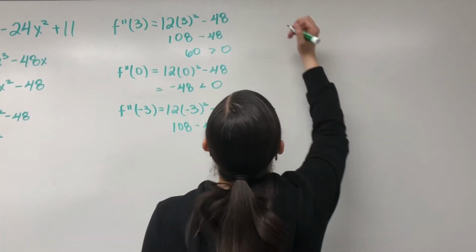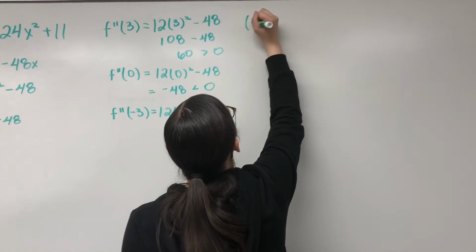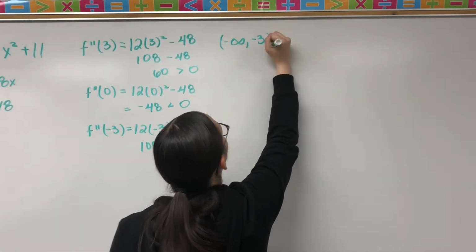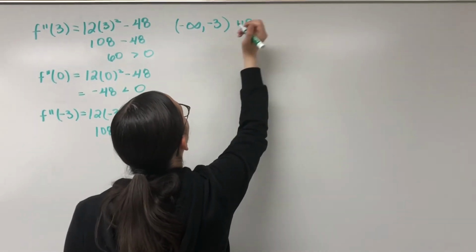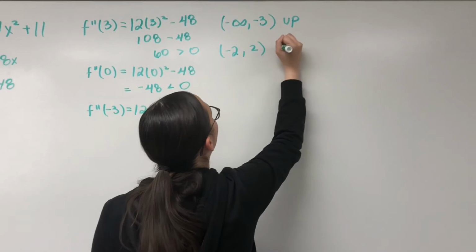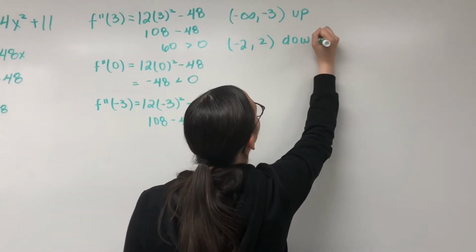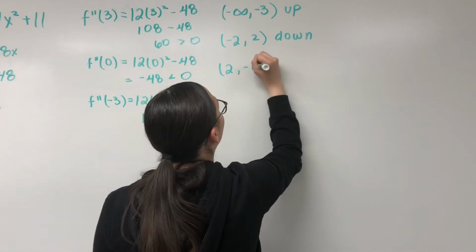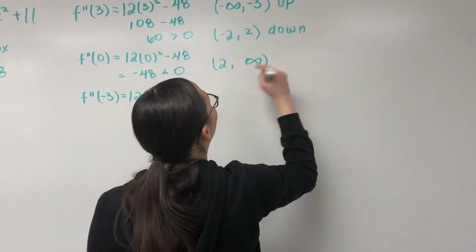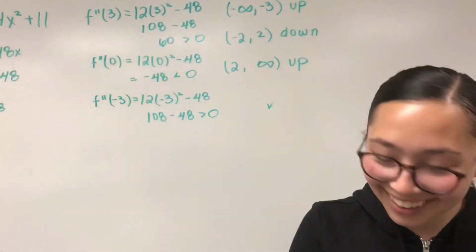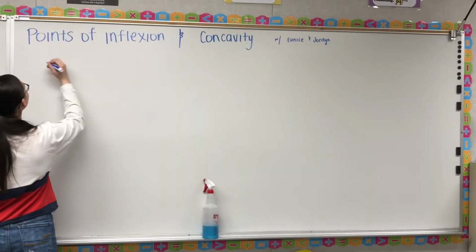So, meaning from negative infinity to negative 2, it's going up because it's greater than 0. And then from negative 2 to 2 is going down because negative 48 is less than 0. And then from 2 to positive infinity, it's going up because 60 is once again greater than 0.